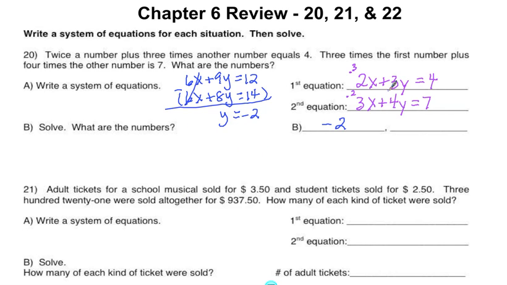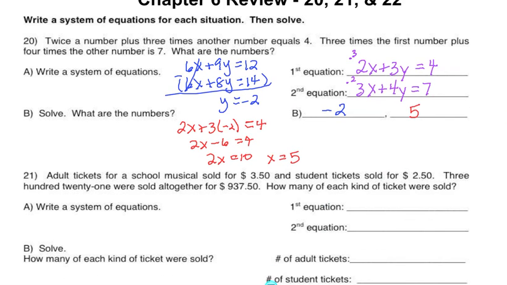I'm going to plug it back into one of my original equations. I'm going to plug it back into this one right here. And so I'm going to get 2x plus 3 times negative 2 equals 4. So 2x minus 6 equals 4. So 2x equals 10, because I added 6 to both sides. And so x is going to be 5. And so my two numbers are negative 2 and 5. Okay, so those are my two numbers.